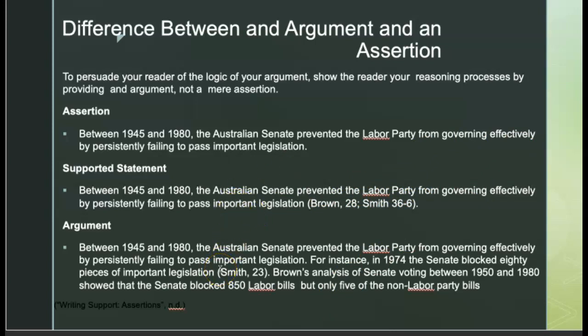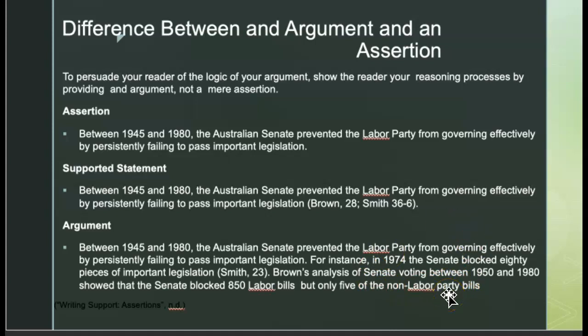An argument, however, is when you actually bring things together with support, but also in a way that convinces the reader that what you're saying is true. So you can see this is a much better construction here. Between 1945 and 1980, the Australian Senate prevented the Labour Party from governing effectively by persistently failing to pass important legislation. Okay, so that's the same sentence, but now you're backing it up. For instance, in 1974, the Senate blocked 80 pieces of important legislation. Citation. Brown's analysis of the Senate voting between 1980 showed the Senate blocked 184 labor bills, but only 5 non-labor bills. So you see, now you've provided me evidence.